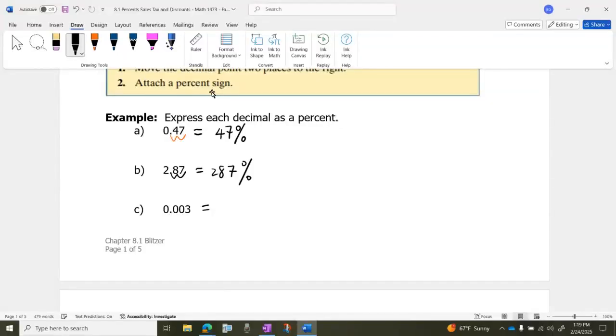Okay, you try part C. Please try part C. Don't forget the percent sign.